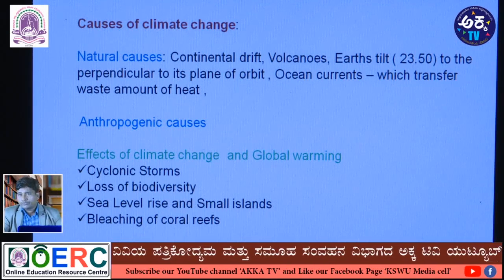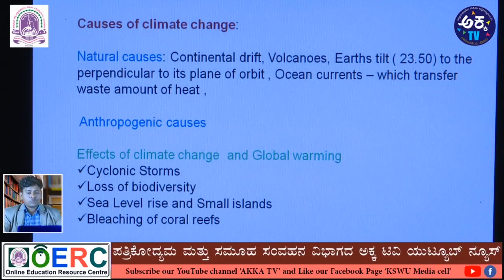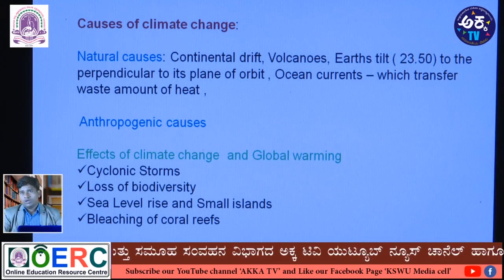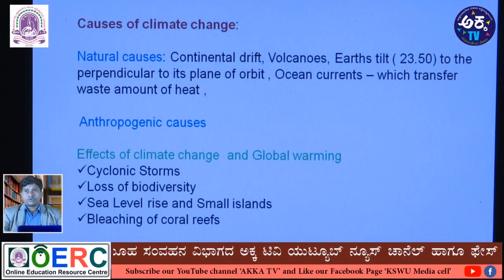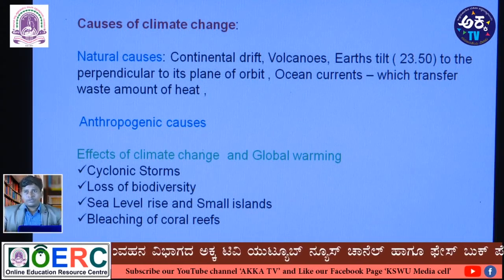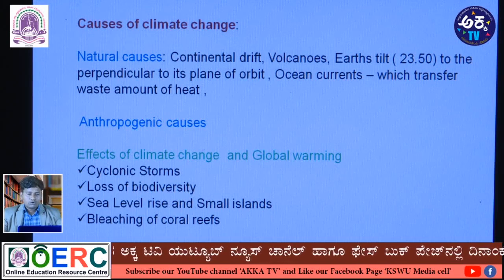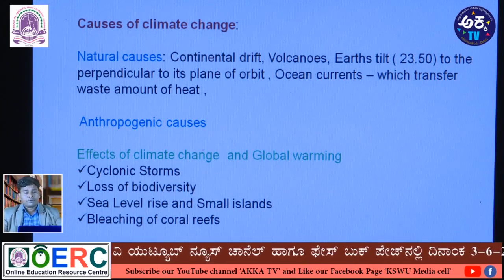And then we have ocean currents, which transfer vast amounts of heat into the environment. That makes the change in global temperature. So that is also one of the natural reasons for climate change.